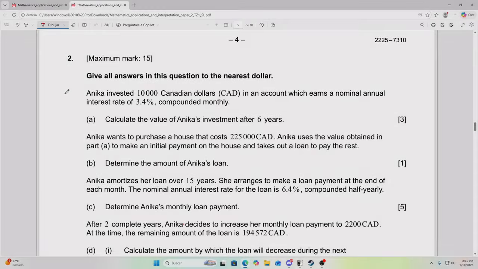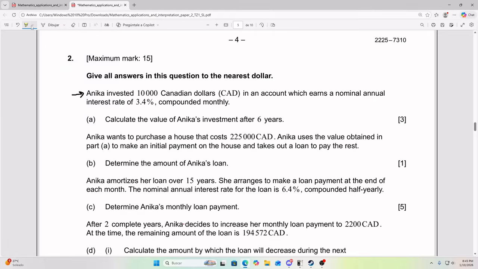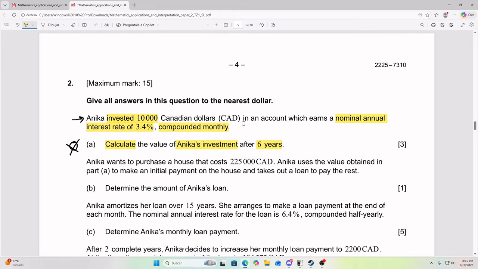Alright guys, for number 2, we have our good old friend Anika. And so they tell us that Anika invested 10,000 Canadian dollars in an account which earns a nominal annual interest rate of 3.4, which is compounded what we call monthly. And so for part A, we need to calculate the value of Anika's investment after 6 years. So calculate Anika's investment after how much? After 6 years.